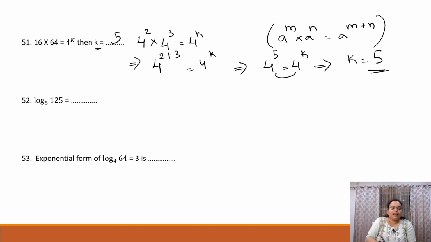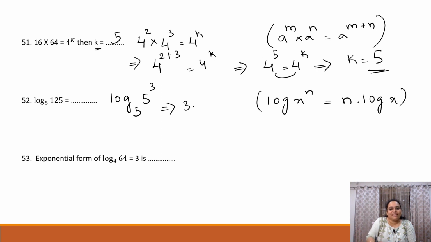And now here log of 125 to the base 5 is what? So simple, log 125 can be written as 5 cube to the base 5. This is in the form of log x power n, that is n into log x. So 3 into log 5 to the base 5, that is 3 only, right? Because log 5 to the base 5 is 1. 3 into 1 is 3.